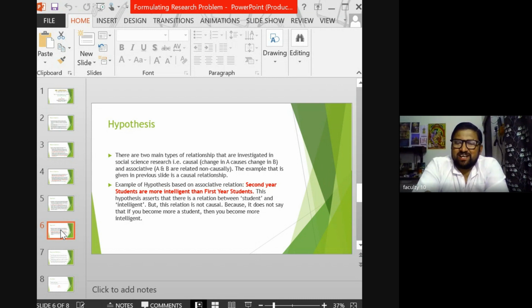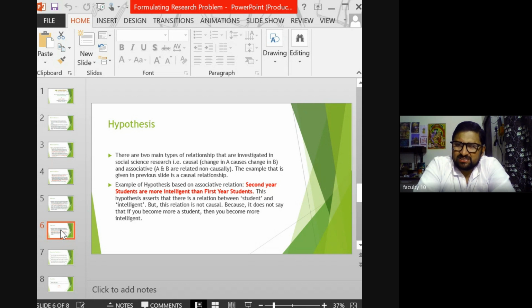We are comparing between the first year and second year. But first year and second year are not the variable. First year and second year are the context in which I am trying to understand the students and their intelligence. When I am studying the first year students, I find the relation between the student and intelligent is negative in comparison to the second year students. So in the second year, I find students are intelligent, and in the first year, I find students are not that much intelligent, right? So here the two variables are student and intelligent.